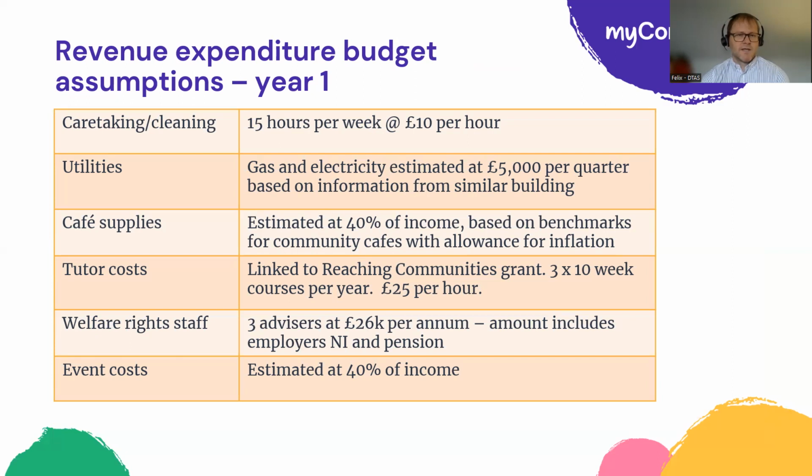So yeah, that was income assumptions. So this is cost assumptions, looking at caretaking, cleaning, utilities, your cafe supplies, your costs of staff, your event cost, etc. So if you're looking at caretaking, cleaning, you've averaged 15 hours a week at £10 an hour. And again, same thing. It's all about why have you made that assumption? Does it seem realistic? Is 15 hours a week a reasonable figure for that? £10 an hour a reasonable figure to employ someone on that basis? And that's the kind of detail they're looking for.